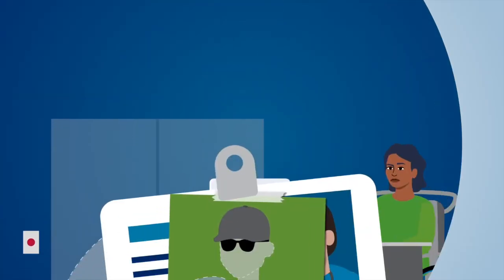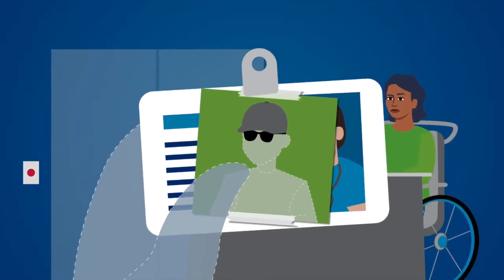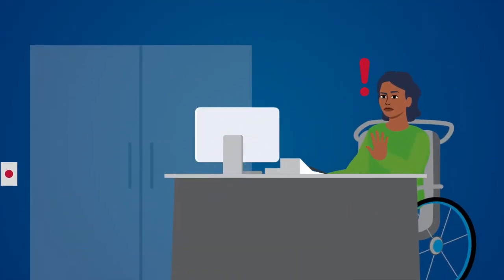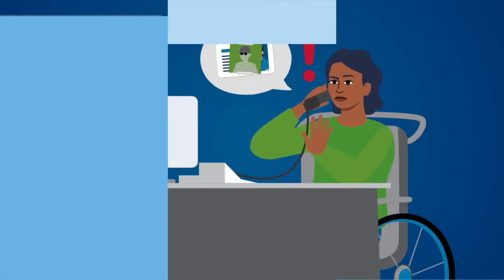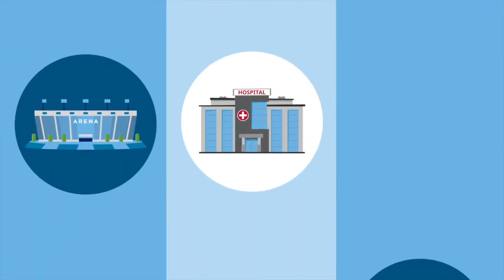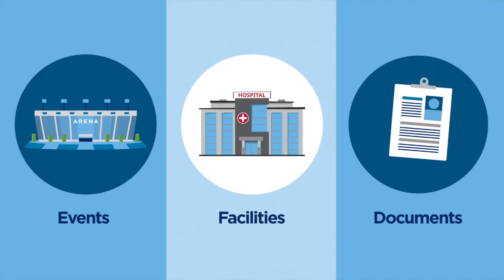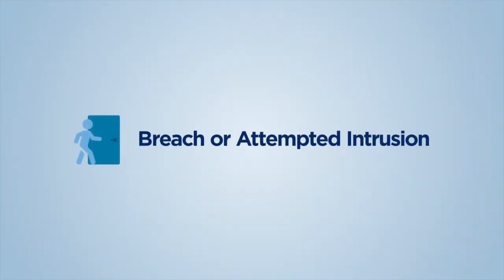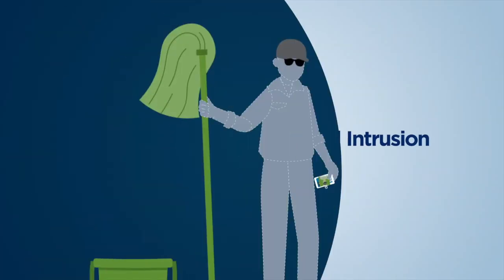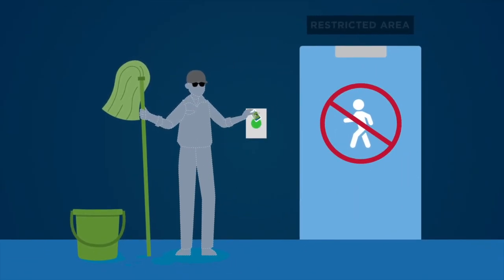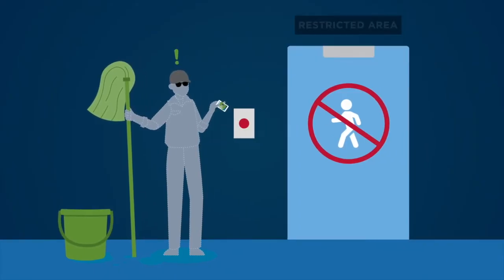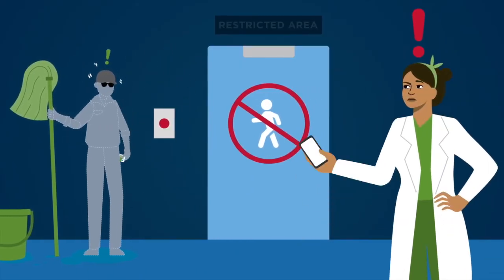Misrepresentation. This could be someone providing false information or misrepresenting their affiliation or identification as a means of concealing possible illegal activity. Potential terrorists could try this tactic to infiltrate events or facilities or misuse documents to conduct unlawful activity. Breach or attempted intrusion. This is an unauthorized person impersonating authorized personnel, such as pretending to be a law enforcement officer or janitor, in order to enter a restricted area to conduct illegal actions.